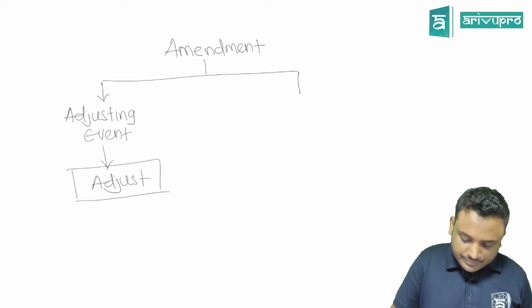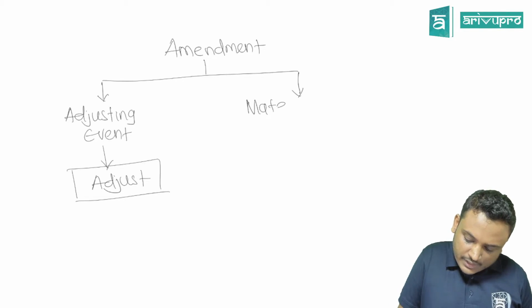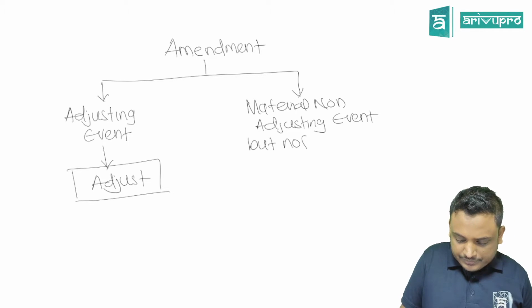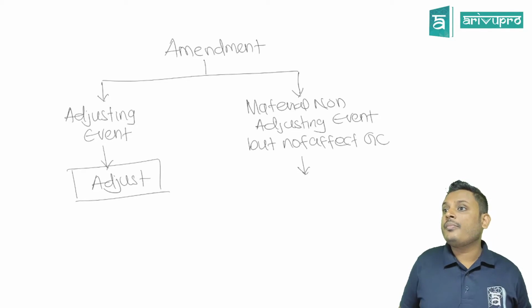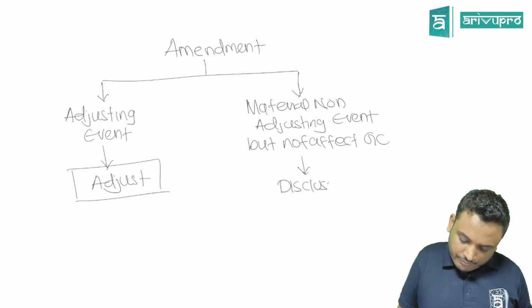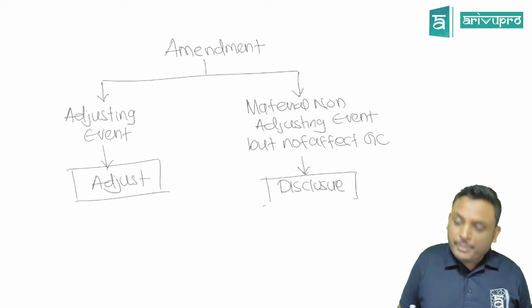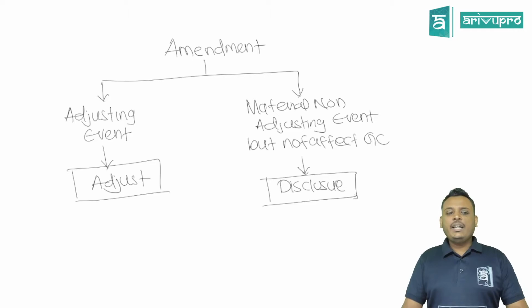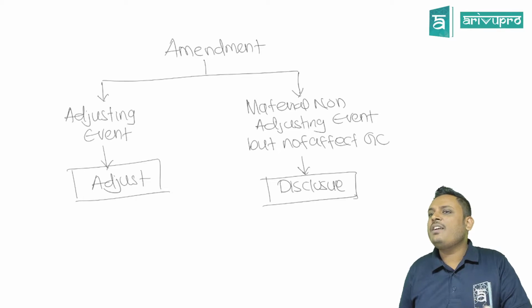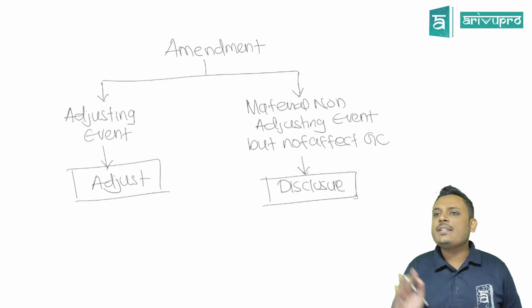And material non-adjusting event, but not affecting going concern. Then what you should do? Disclose. This disclose is also amendment. You got my point? So the word amendment means material adjusting event should be adjusted, material non-adjusting event should be disclosed. Both we call as amendment.